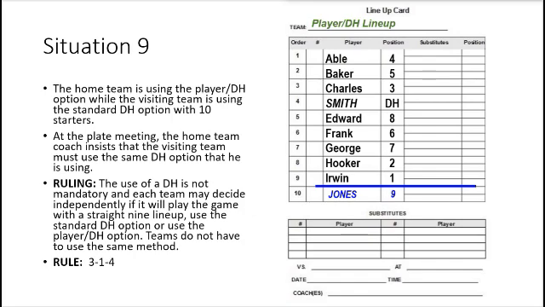Situation 9 deals with the ability for each team to play with a different DH rule or a different DH lineup situation. In situation 9, the home team complains that the visiting team is using a different method than what they are and would like them to use the same. The ruling is that each team may use whichever version of the DH they would like, or in fact doesn't have to use a DH at all.